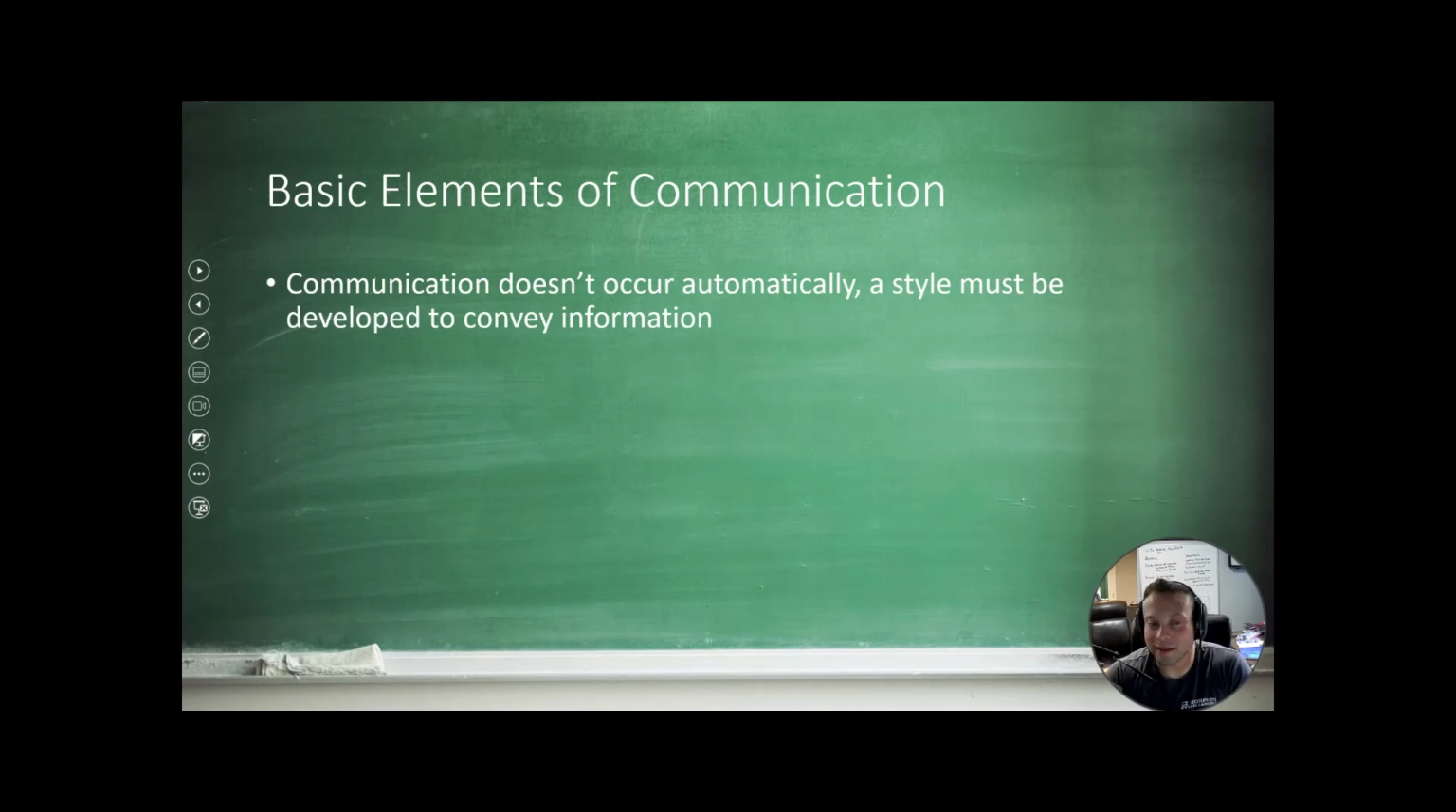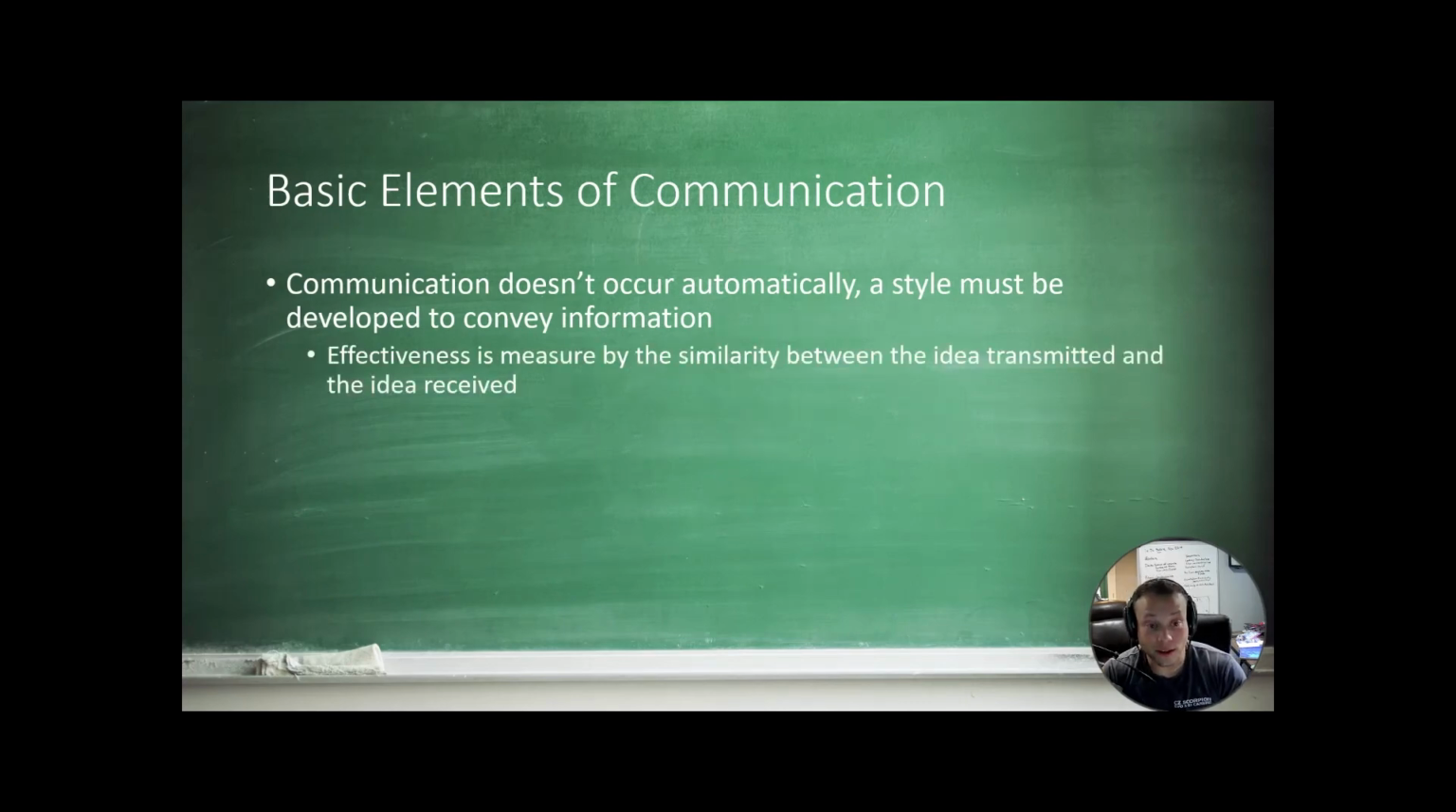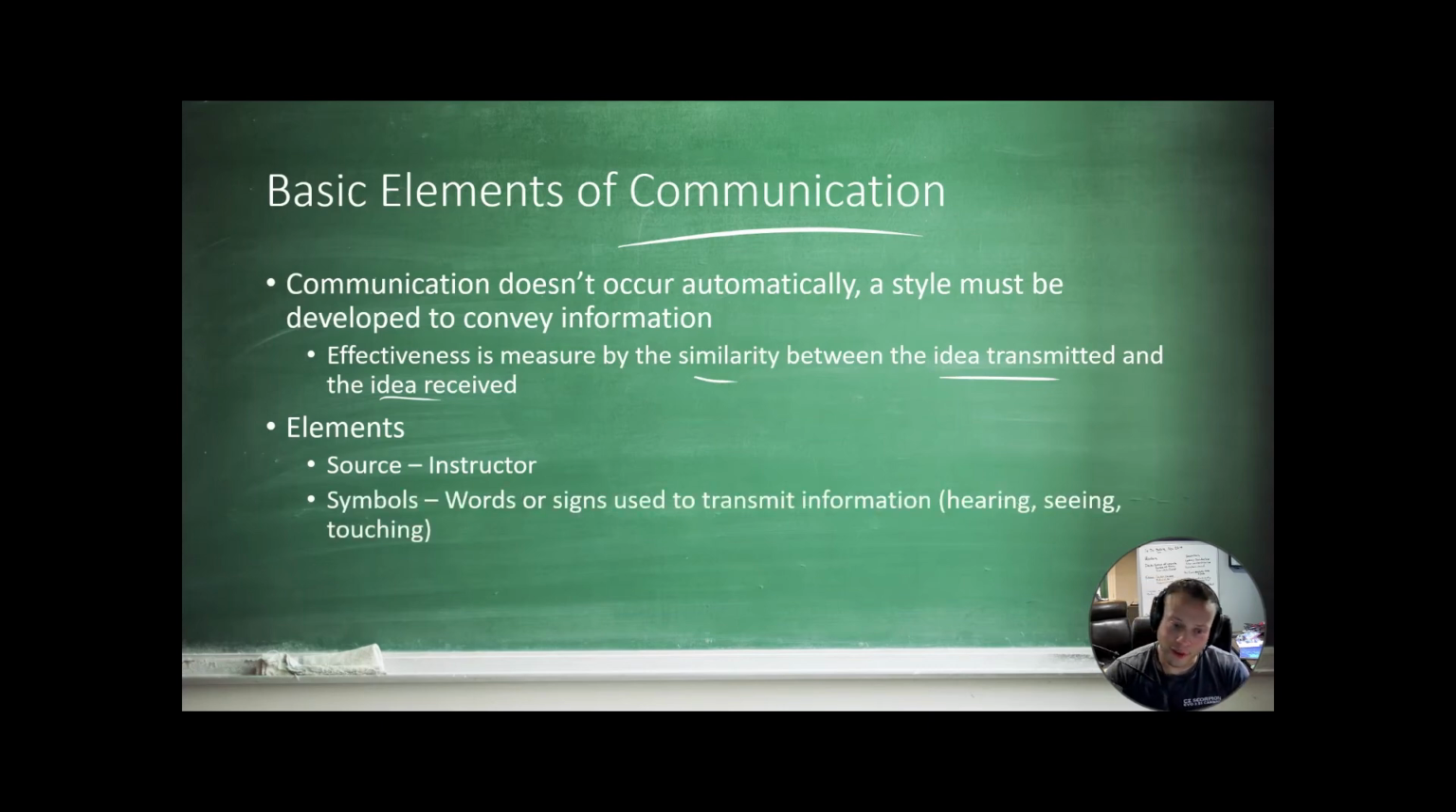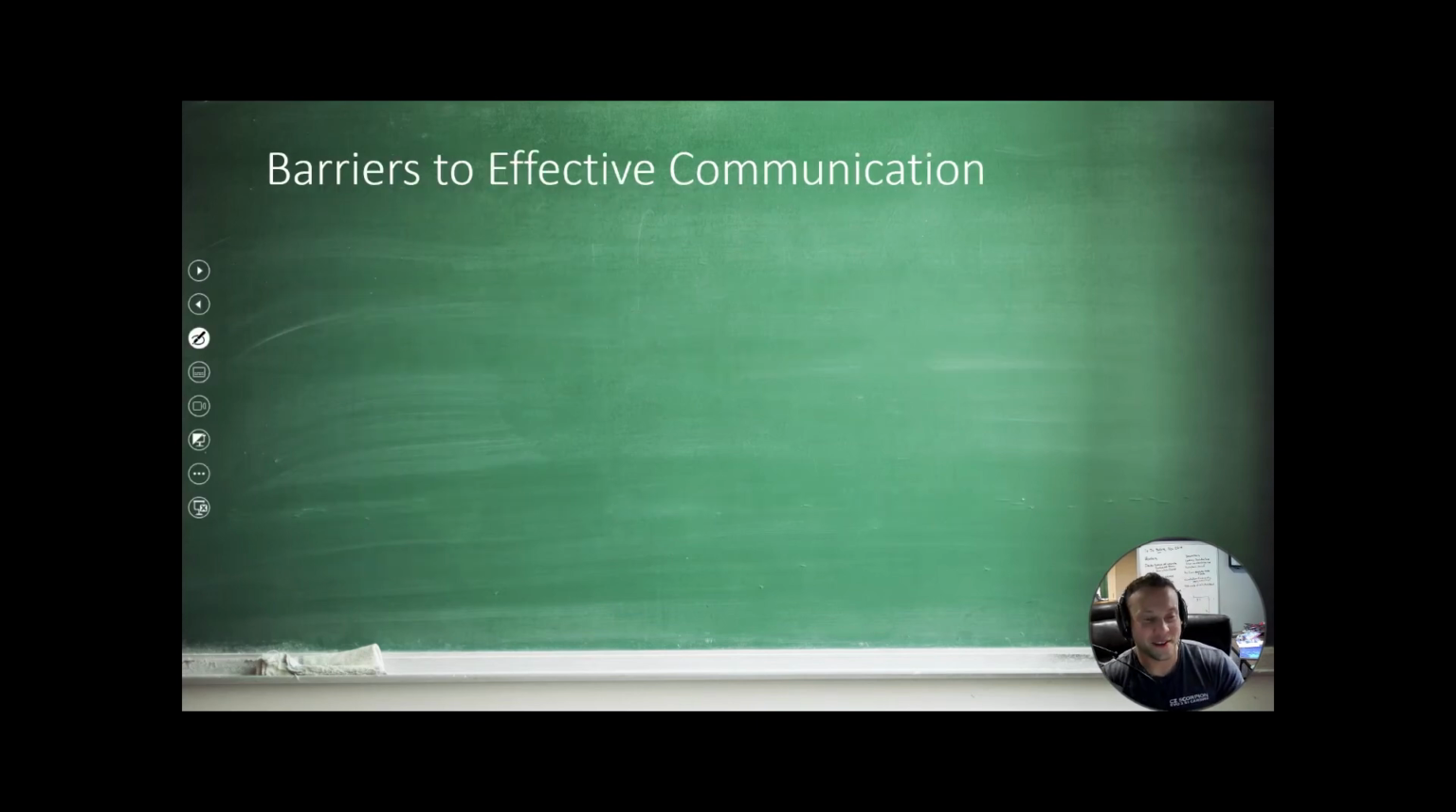Communication doesn't occur automatically. A style must be developed to convey information. We measure the effectiveness of our communication by the similarity between the idea being transmitted and the idea received. Did you get your point across to your learner? That's how we measure whether or not your communication was effective. Let's talk about the elements of communication. There's you, the instructor. There's the symbol, words or signs used to transmit information: hearing, seeing, touching, our presentation here. And then, of course, the receiver, the learner. Are they receiving what you are putting down?